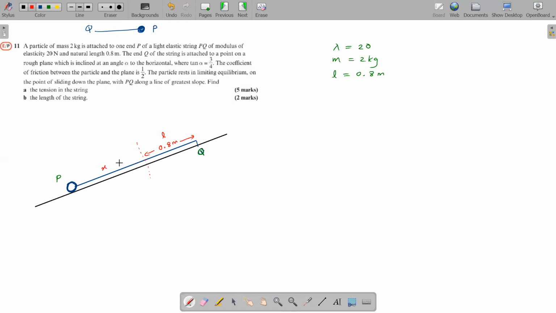Over here, this should be your extension. Can you see the diagram? It needs to be really good. The diagram should be quite clear to understand what's really going on. And also you have the slope here, right?